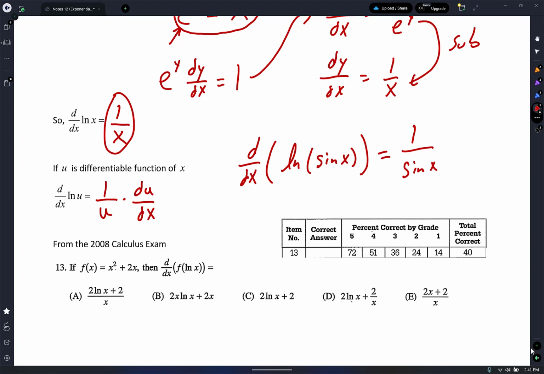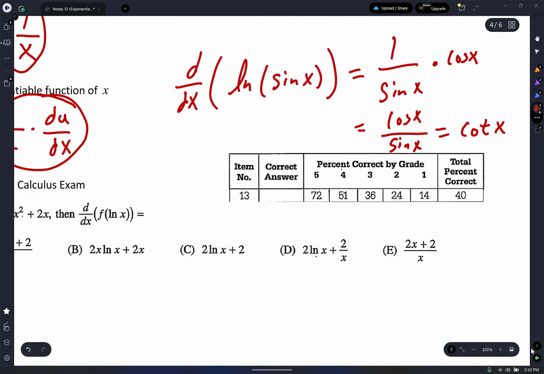I guess I should have aimed over here. Look at your u. What's your u? Your u is sine x. So it's 1 over u, so 1 over sine x. Do you see that? Okay, now times, it says du dx, so that means times the derivative of sine x, which is cosine x. So the derivative of ln of sine x is cosine x over sine x, which would reduce to cotangent x. Cool or not cool? Okay. All right.